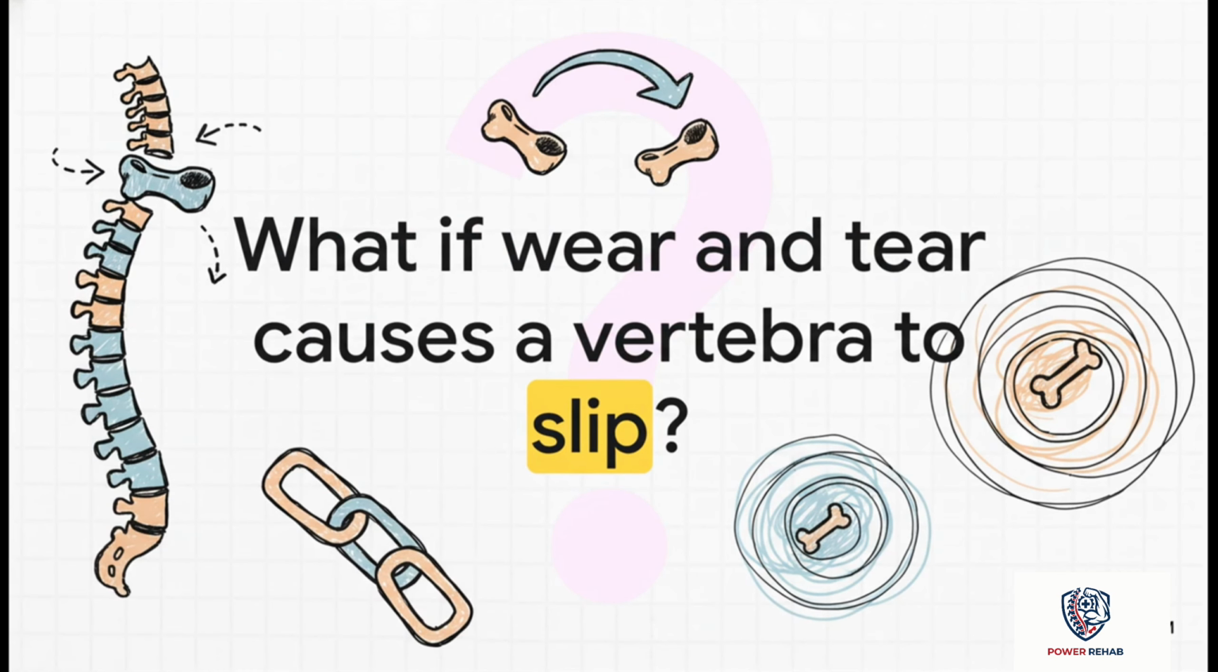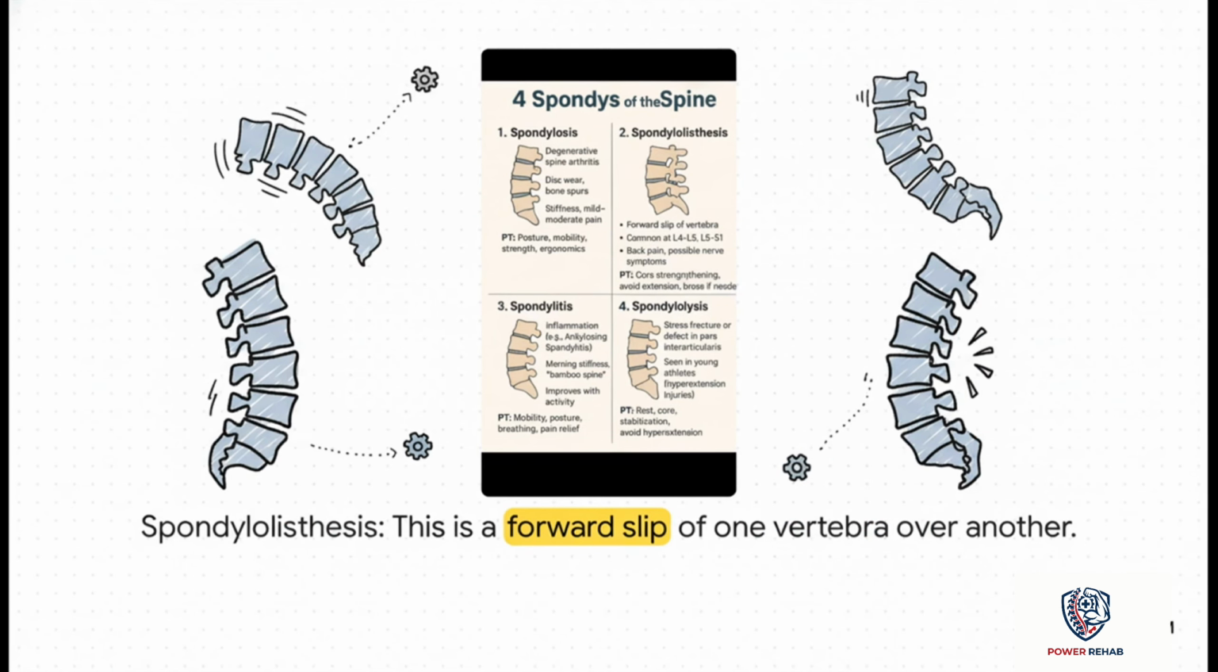That's the perfect question, because it leads us straight into our next condition. This is a great example of how one spondy can sometimes lead to another. And boom, here's the result. Look really closely at that vertebra. See how it's actually slipped forward right over the one underneath it? That slip is the defining feature. We're not just talking about wear and tear anymore. This is a real shift in the spine's alignment.